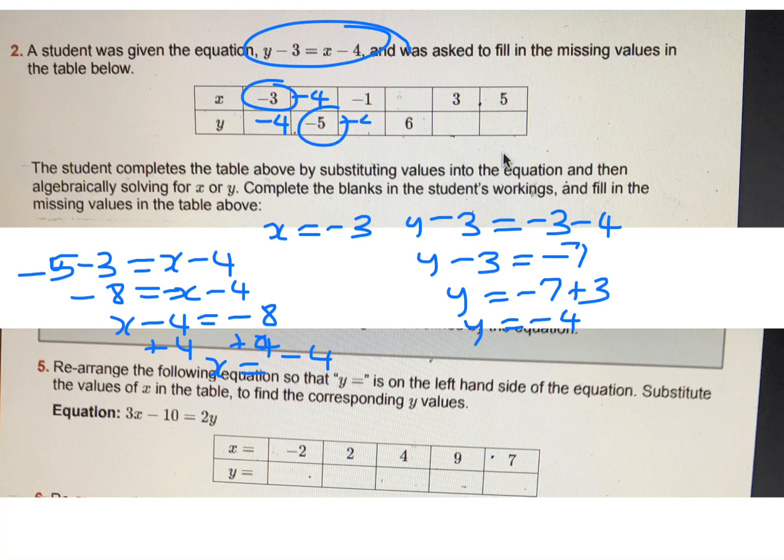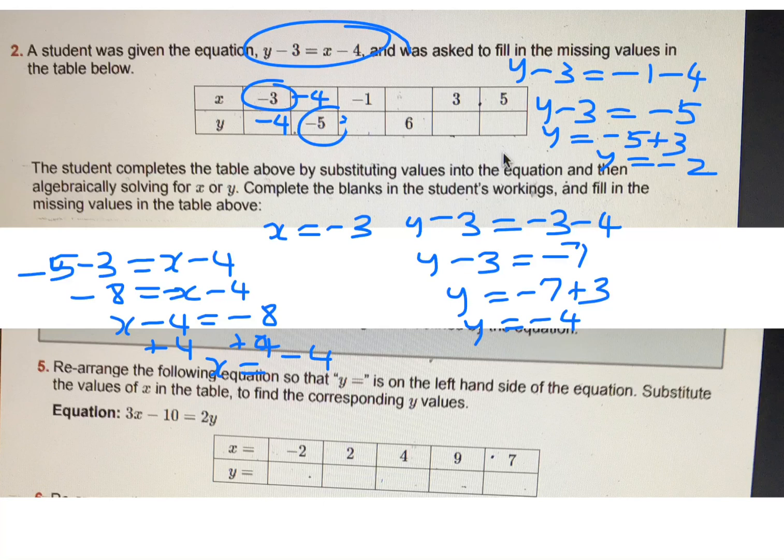So let me just check that if I put in... Yep, that works. Just checking it. Alright, so if we look at the next one, when x is minus 1, what's going to happen? So we got y minus 3 equals minus 1 minus 4. Y minus 3 is minus 5. Y equals minus 5 plus 3. Y equals minus 2. That's minus 2.